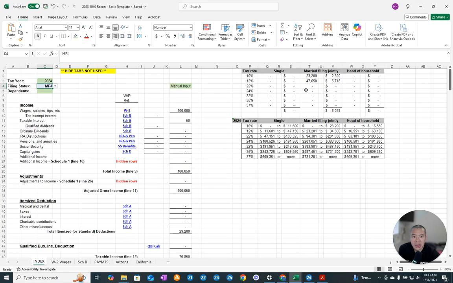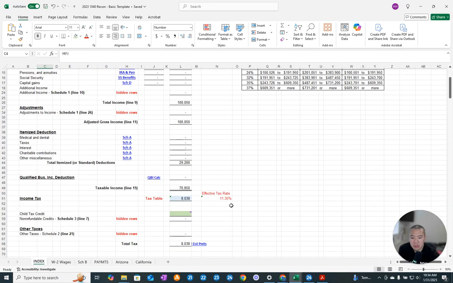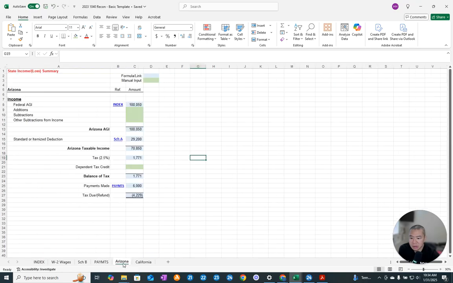And you'll notice that the top marginal tax bracket is only 12%, because these amounts essentially double compared to the single, and so they're only exposed to the 10% and 12% tax brackets. The effective tax rate, or their average tax rate, is 11.35%. Arizona should be pretty similar. The taxable income gets reduced, and 2.5% of that is $1,771. Same assumptions with $6,000 withheld, they would get a refund.